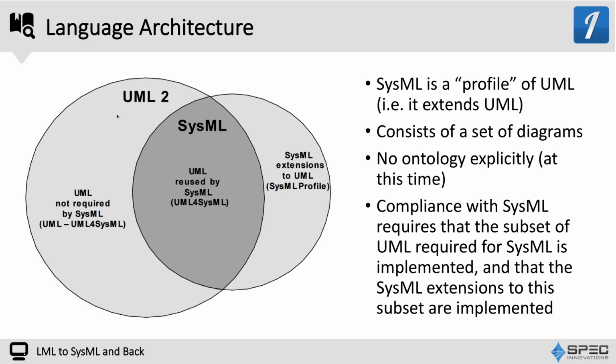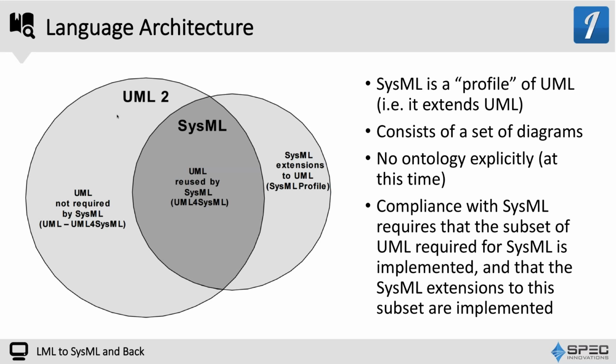There's no ontology explicitly at this time. I understand that one is in the works. They are working on one, but I'm not sure where that sits. And then, of course, compliance with SysML requires that a subset of UML is implemented, and that the SysML extensions to this subset have been implemented as well.